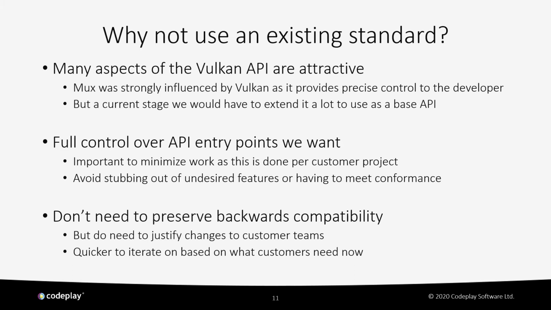And because we have this internal API rather than external standards, we have a large amount of control over how we change it, and we don't need to preserve too much backwards compatibility. Of course, we have to justify all changes to customer teams because we may be asking them to do some small amount of work to match any changes. But it means we can quickly iterate on what needs to change based on what our current customer requirements are.